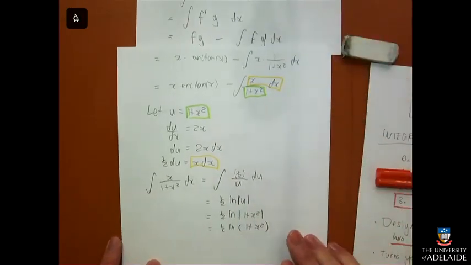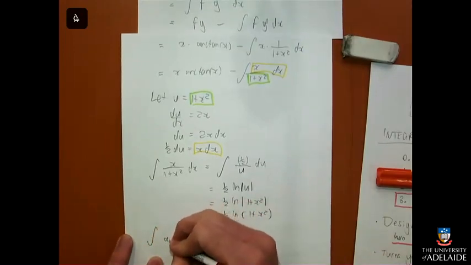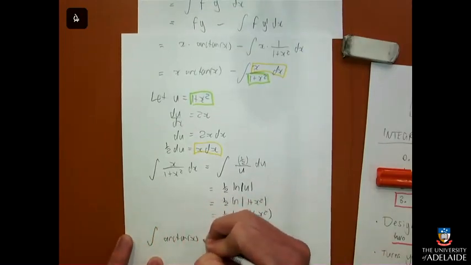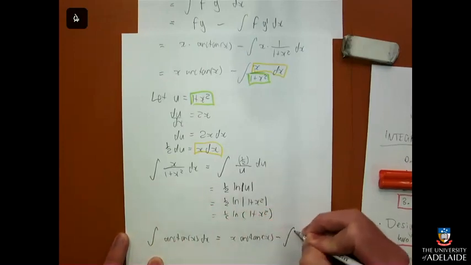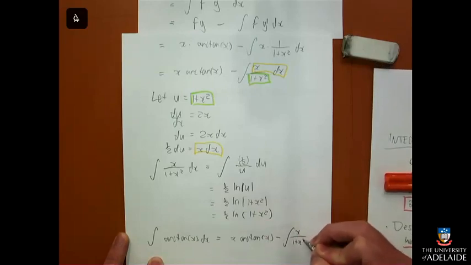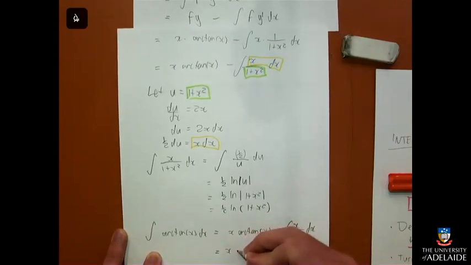All right, so I'm nearly done. Where was I up to? So I had so far that the integral of arctan x dx was x arctan x minus the integral of x over 1 plus x squared dx. That's what I had, and I just figured out that this thing was a half of ln 1 plus x squared.